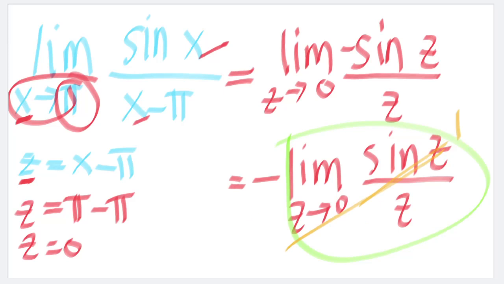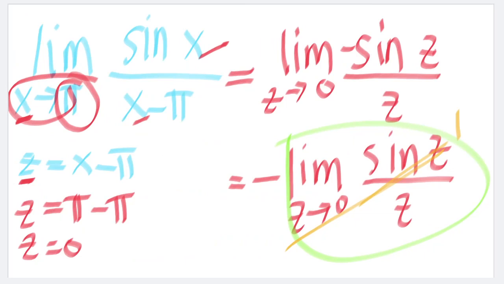So negative times 1, that would be the limit of sine x all over x minus pi, which is negative 1. So this is your answer. Okay? So the limit of sine x all over x minus pi as x approaches pi is equal to the limit of negative sine z over z as z approaches 0, where z is equal to x minus pi, and that is equal to negative 1.